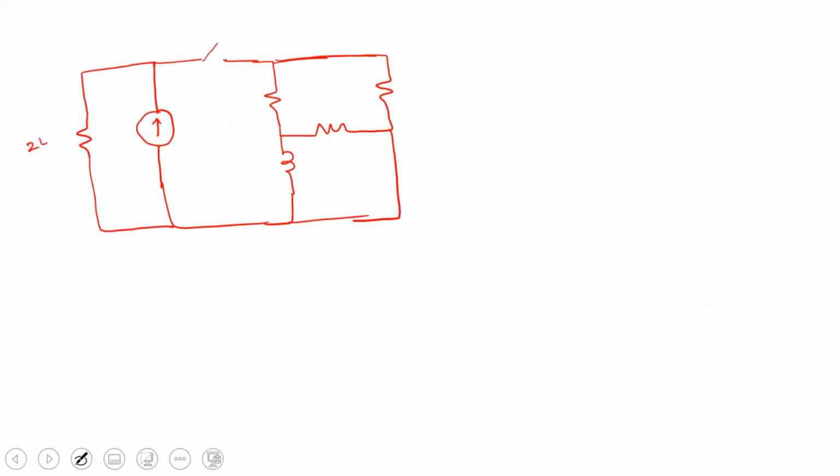So this is 24 ohm. So this is 6 ampere. This is open at t equal to 0. This is the current I. So find I of t for t greater than or equal to 0.